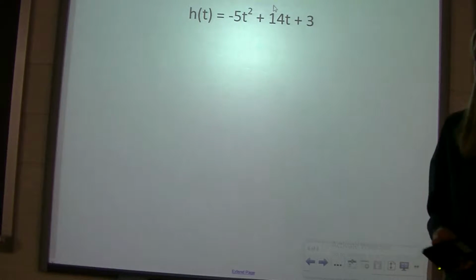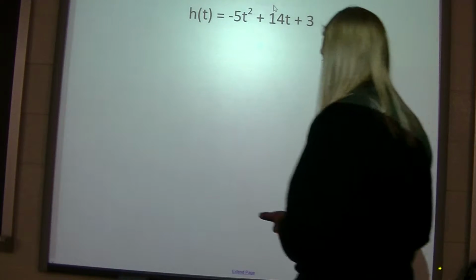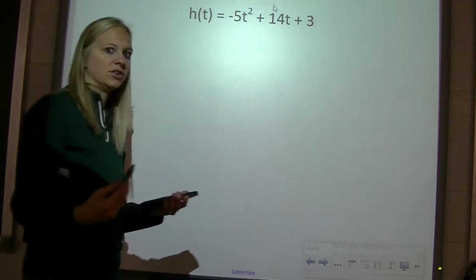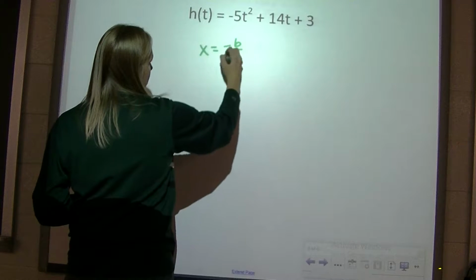So we don't really necessarily need to graph anything. We just need to find the max. So we can do that through, again, the vertex. So we know our axis of symmetry is x equals opposite b over 2a.